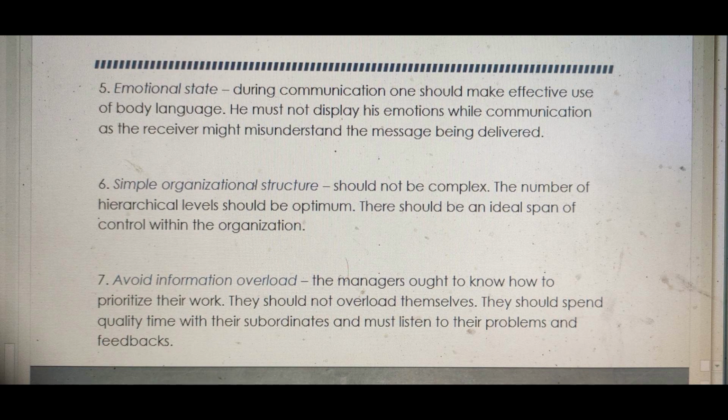Number 7. Avoid information overload. The managers ought to know how to prioritize their work. They should not overload themselves. They should spend quality time with their subordinates and must listen to their problems and feedback.